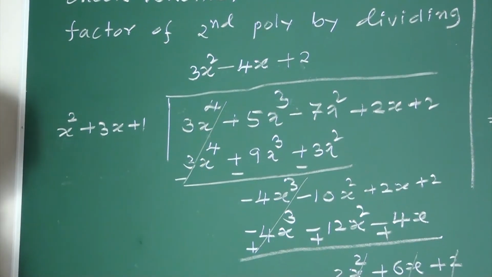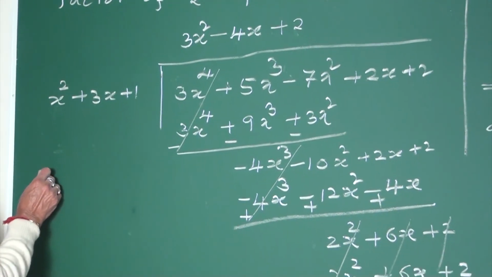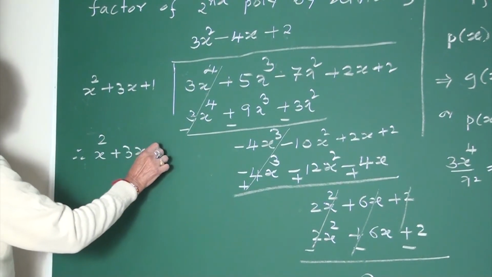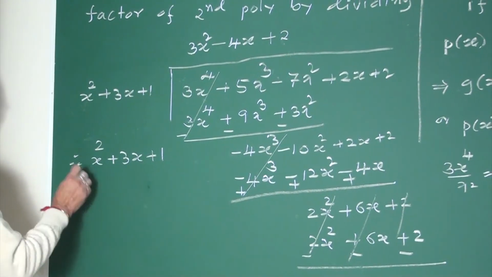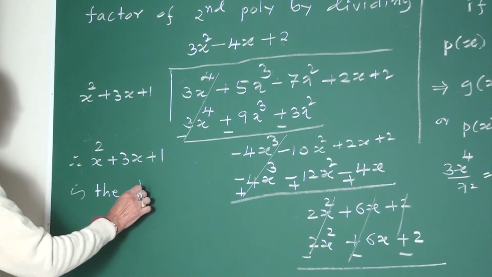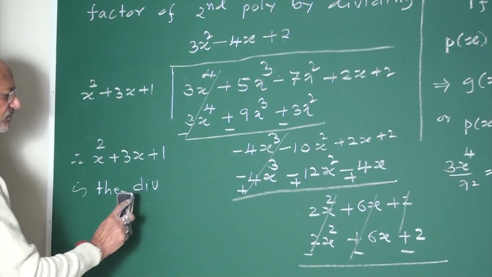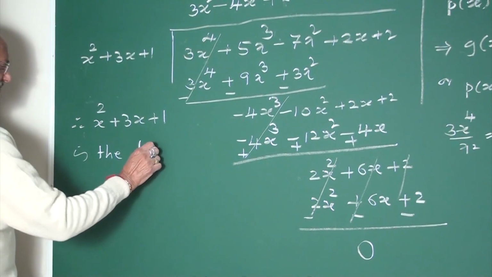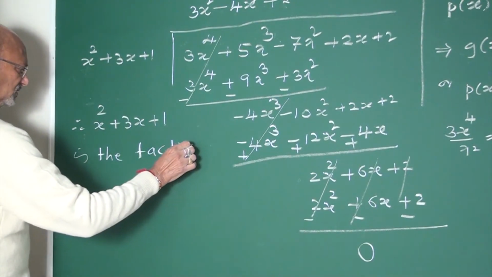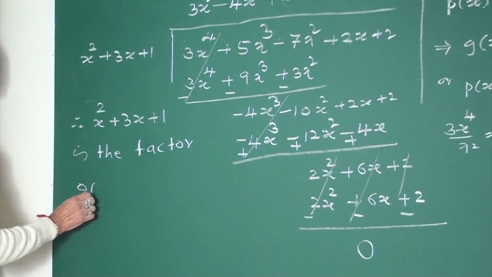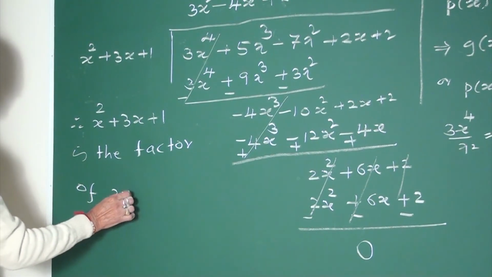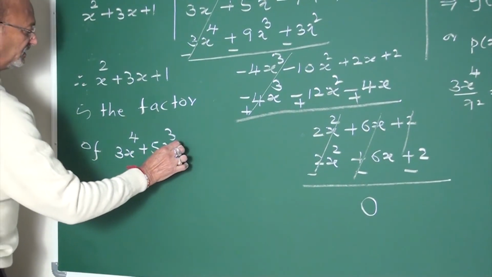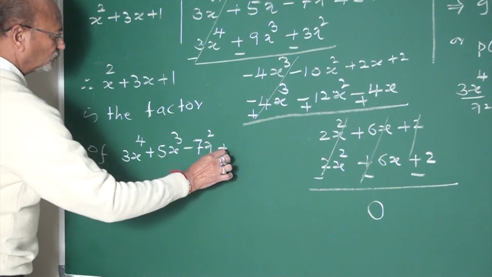Therefore, you are writing x square plus 3x plus 1 is the divisor. Instead of divisor, the friend is using factor. It is the factor of the dividend, which is 3x to the power 4 plus 5x cube minus 7x square plus 2x plus 2.